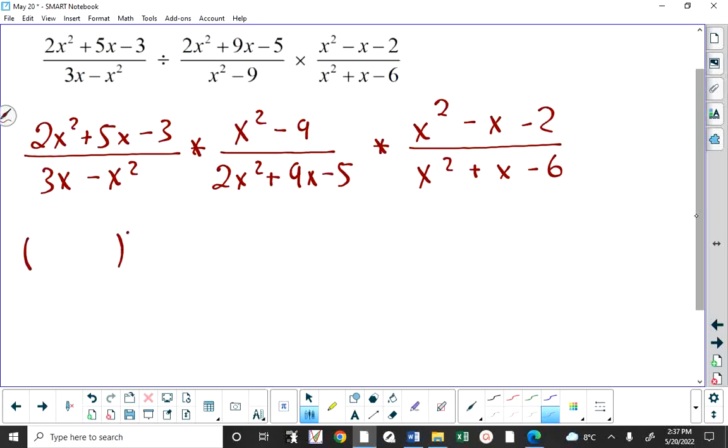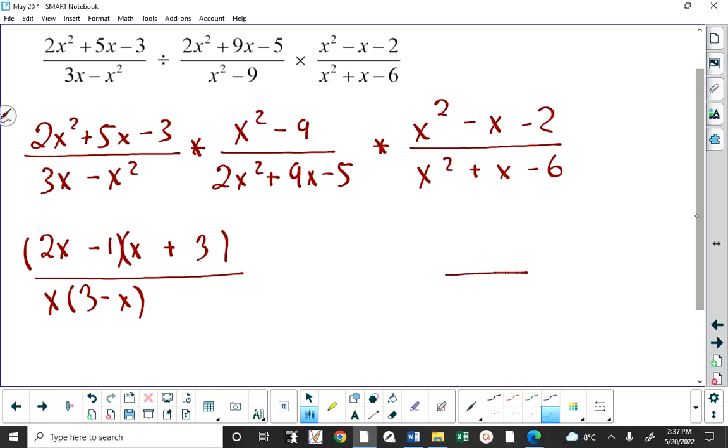The first trinomial is going to be factored using trial and error, along with a bit of common sense. It factors into 2x minus 1 multiplied by x plus 3. The denominator has a common factor of x, which leaves me 3 minus x. When we're multiplying rational expressions, which is what we're doing right now, we can just continue to multiply entirely across the top and entirely across the bottom. So I also have an x squared minus 9, which is x plus 3, x minus 3.